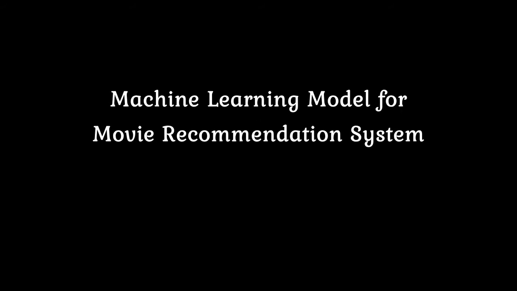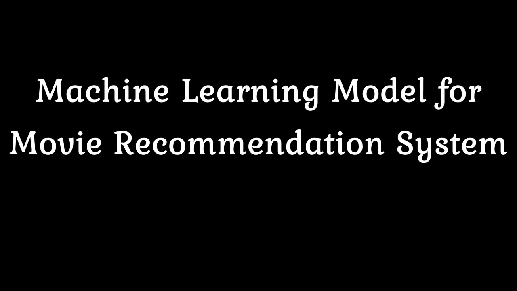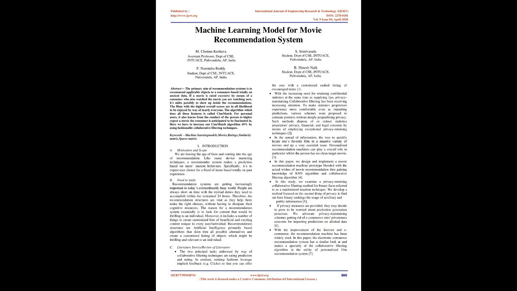Machine learning model for movie recommendation system. Abstract. The primary aim of recommendation systems is to recommend applicable objects to a consumer based totally on ancient data.